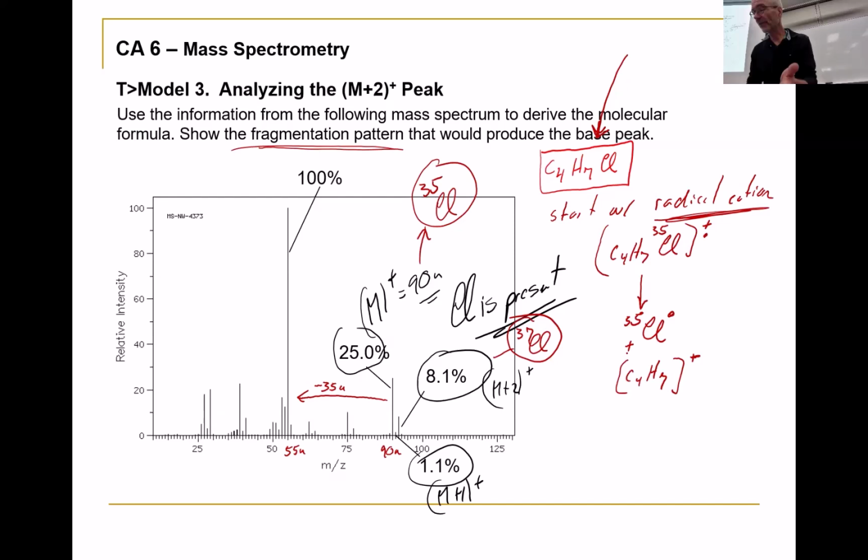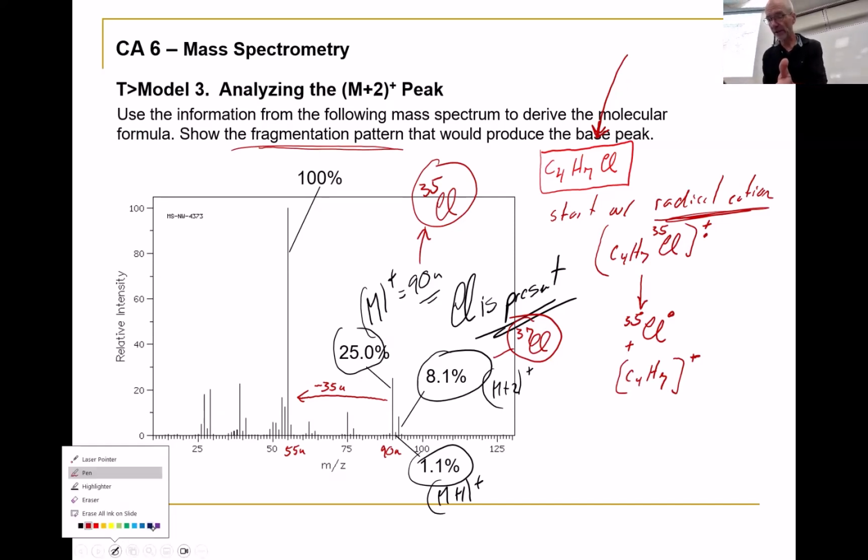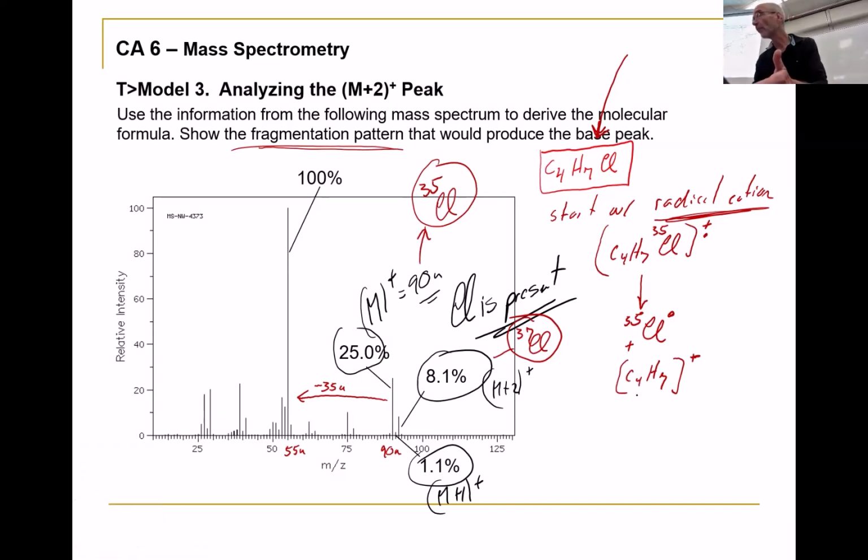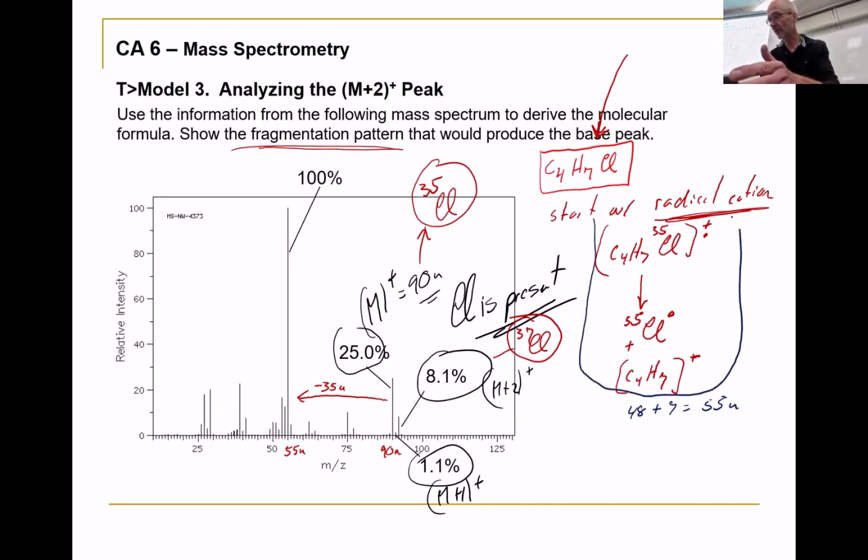And if you want to verify, we can do a quick little calculation here. So 4 times 12 for the 4 carbons that are there, 48, plus 7 times 1, again, nominal masses for the hydrogen. Well, that comes to 55 atomic mass units. So this thing that I've written right here is the fragmentation pattern that would explain the parent ion down to that base peak.